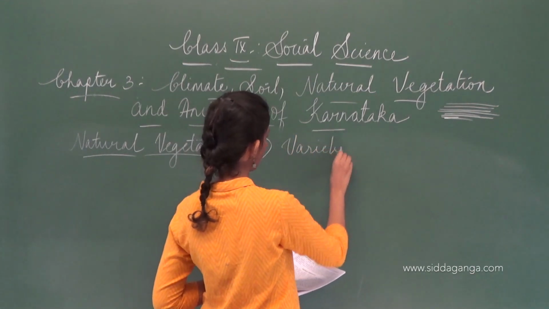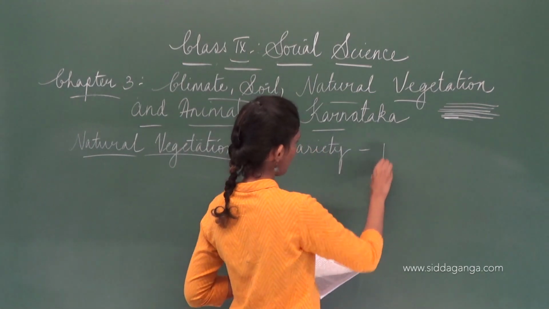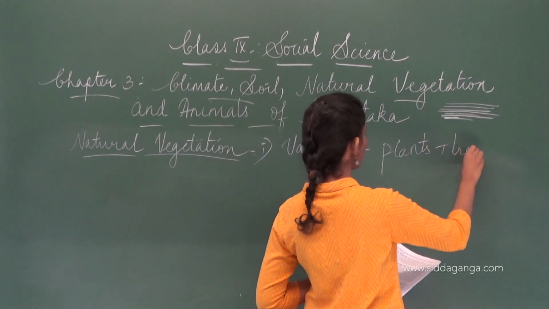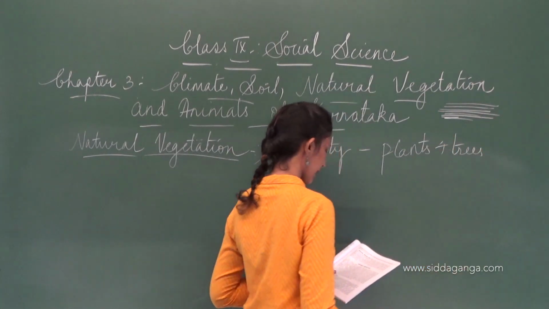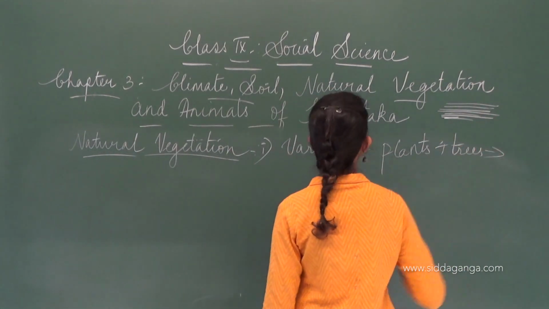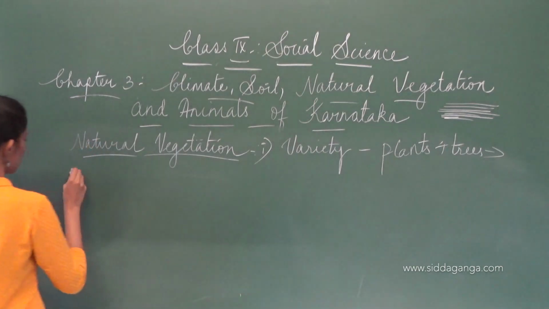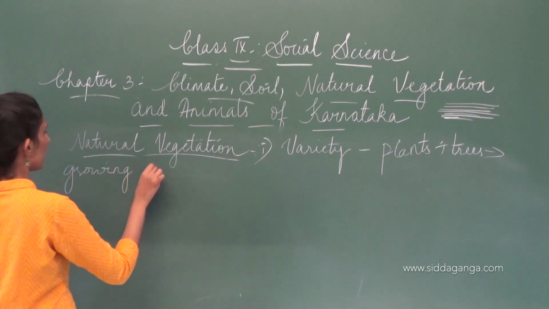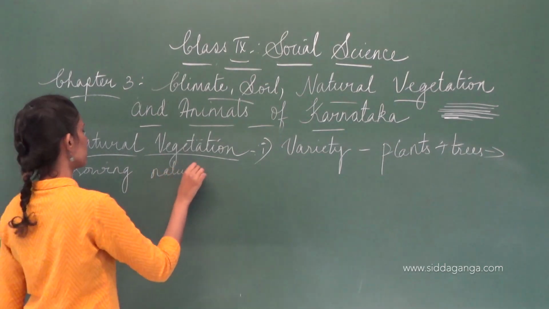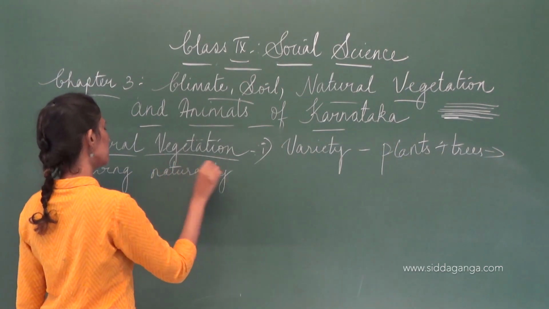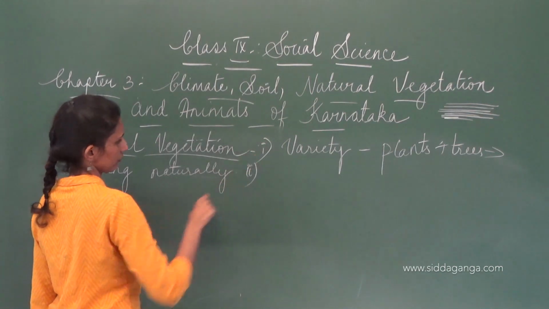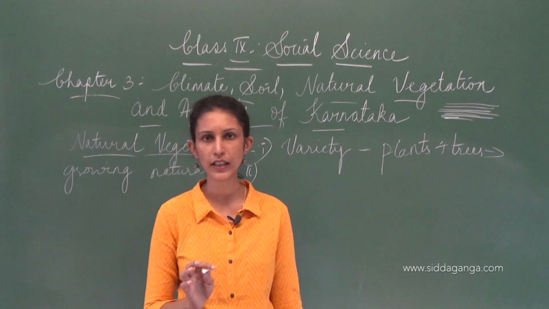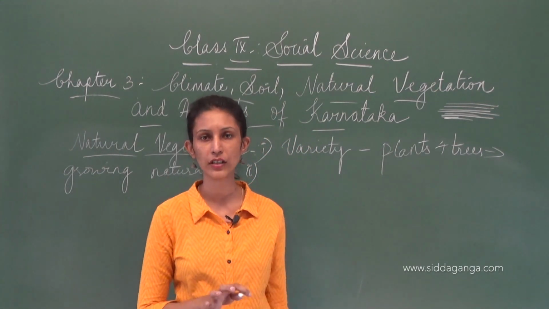A variety of plants and trees growing naturally are termed as natural vegetation. Okay. So what is it? A variety of plants and trees that are growing naturally on their own are called natural vegetation.